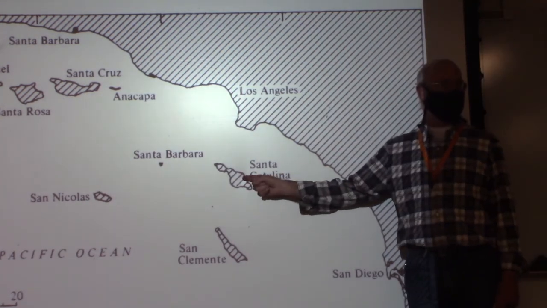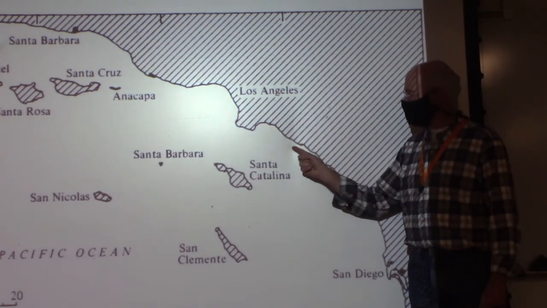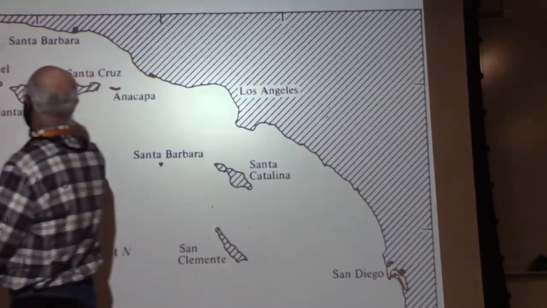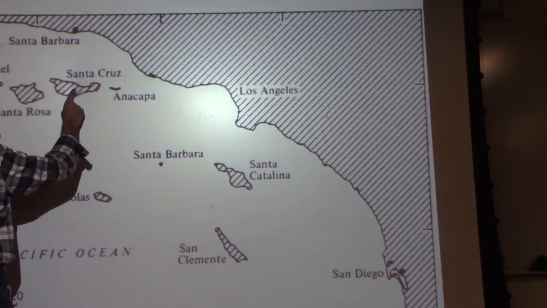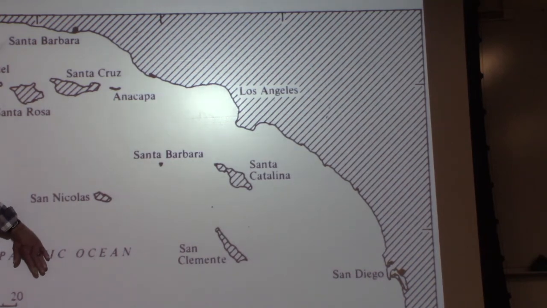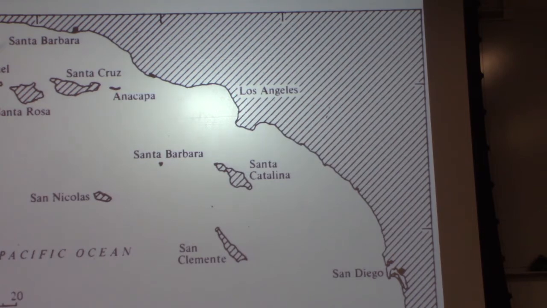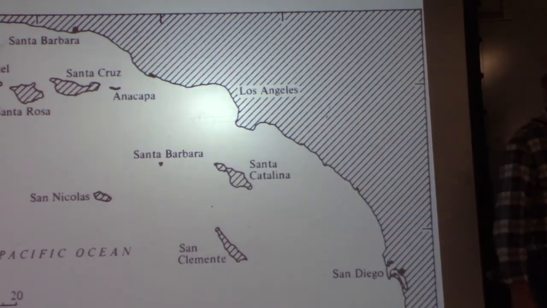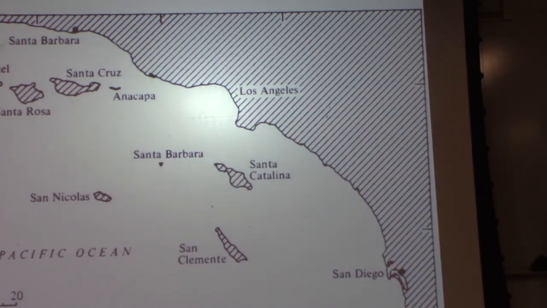Santa Catalina, okay, there's Torrance right there. Santa Barbara, San Nicolas, Santa Rosa, San Miguel, Santa Cruz, Anacapa Island. So all these islands, they are coastal islands, they're not oceanic islands. Let's think about some of the species that are on those islands. On Santa Catalina Island, there is a population of bison. There was also a population of feral hogs.